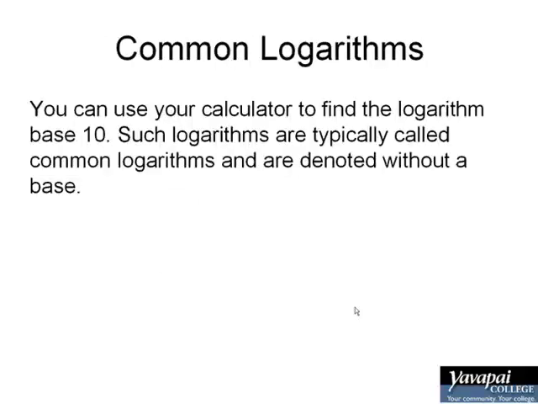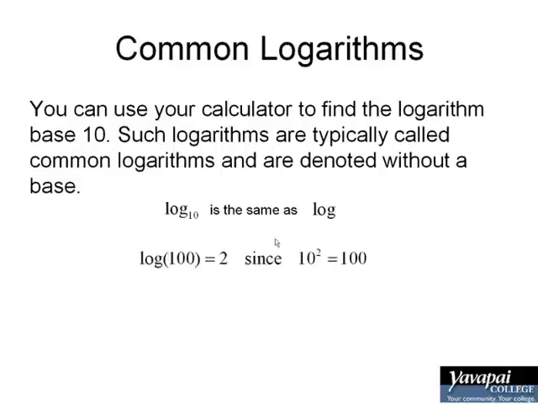You can certainly use your calculator to find logarithms to the base 10. Such logarithms are typically called common logarithms and are denoted without a base. When you think log base 10, that's exactly the same as just log with no base. That's a button on your calculator. Typically it says either LOG or LOGX after it. And you can go ahead and use that to actually compute common logarithms. For instance, if you said LOG of 100 and hit enter, you should get 2. And that's because when I convert that to exponential form, 10 squared is equal to 100.